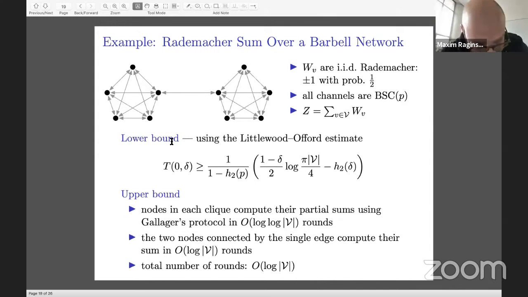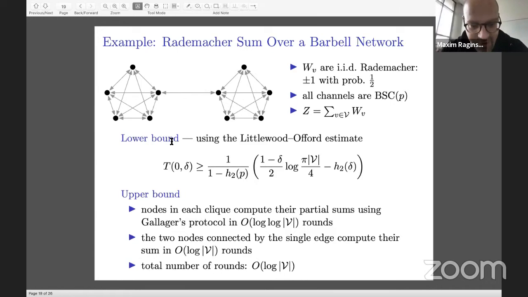So let's see if we can achieve it. Well, it turns out you can. And this uses an idea from a paper by Bob Gallagher about computing parity in a broadcast network, so in each of the cliques, where there's noise on the channel between any two pair of nodes. He was talking about computing parity, but you can easily convert this into computing sums of plus or minus 1 random variables. And the idea is to essentially split the set of nodes into non-overlapping sets in just the right way, and use something like median estimators to exchange information.